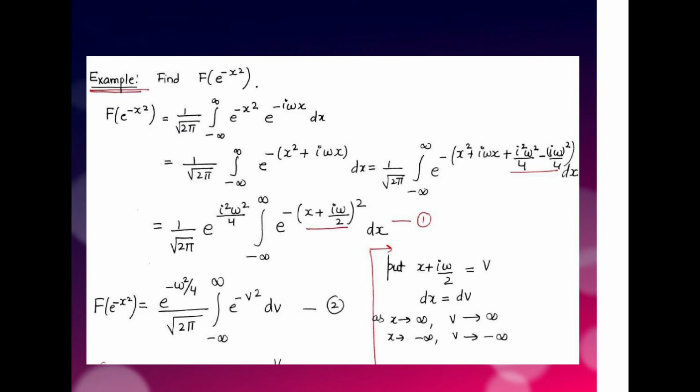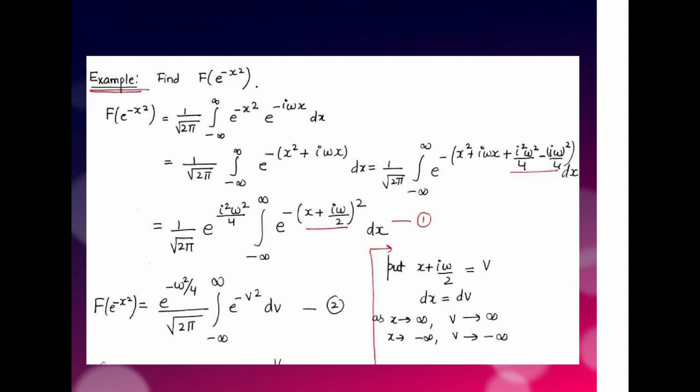One more numerical problem, it's very important and a little tricky. Find the Fourier transform of e raised to power minus x square. We just apply the formula of Fourier transform. So its Fourier transform is 1 upon root 2 pi, integration from minus infinity to plus infinity, e raised to power minus x square, that is the function, multiplied by e raised to power minus iota wx dx. Combining this exponential, we now have e raised to power minus x square plus iota wx.